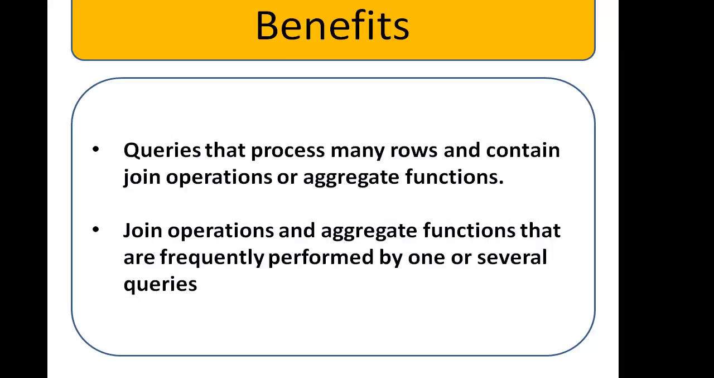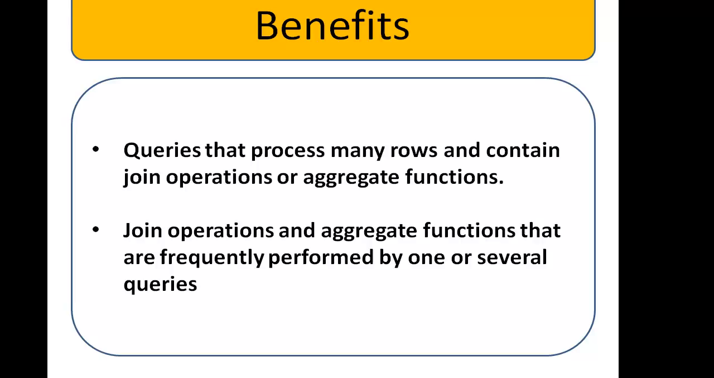Queries that process many rows and contain join operators or aggregate functions benefit. If SQL Server returns rows with a delay of seconds or minutes for a particular table, we can create an index on that table with those columns. It may be clustered or non-clustered. In combinations of one or more tables, we create SQL using joins and the result set is delayed. For this kind of issue we can create an index. Join operations and aggregate functions are frequently performed by one or several queries. So these are the benefits.